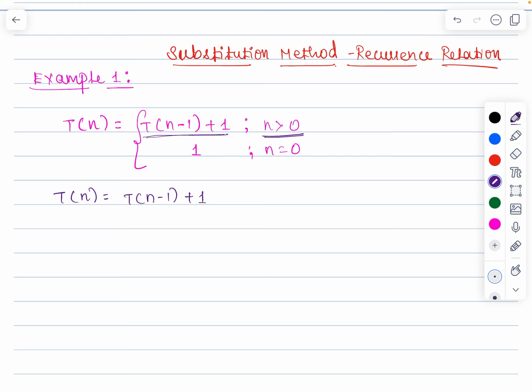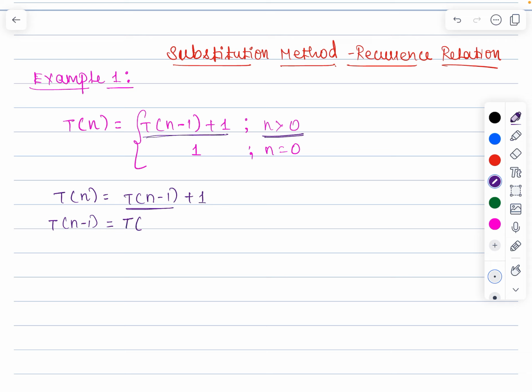Let's solve it using the substitution method. In the given relation, T(n) = T(n-1) + 1. To derive the time complexity, we need to know what exactly this T(n-1) is. We know what T(n) is; now we need to find T(n-1). T(n-1) can be written like this: in the place of n, if you substitute n-1, that is going to be the T(n-1) equation.